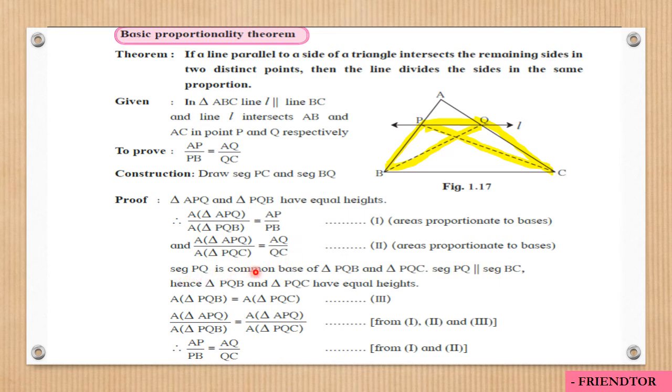So segment PQ is the common base of triangle PQB and triangle PQC. These two triangles have a common base, that is PQ. And one more thing: just like in the first and the second case, where the triangles had equal heights, these two triangles also have equal heights because they lie between two parallel lines, PQ and BC. If I draw a perpendicular from here to here, then that is the height of both the triangles. So both the triangles have a common base and equal heights.